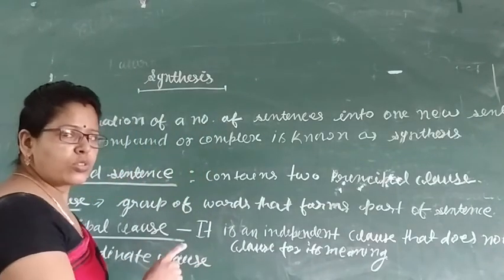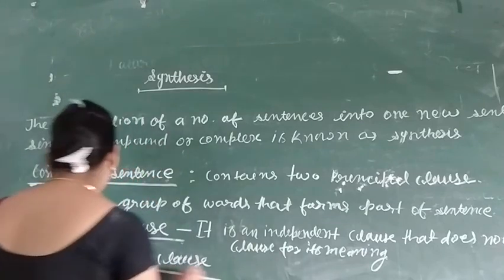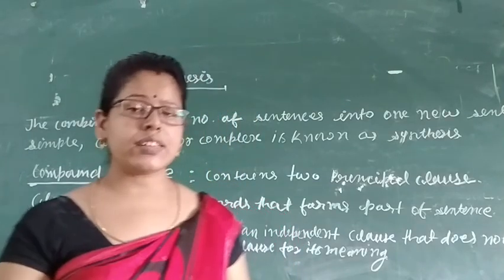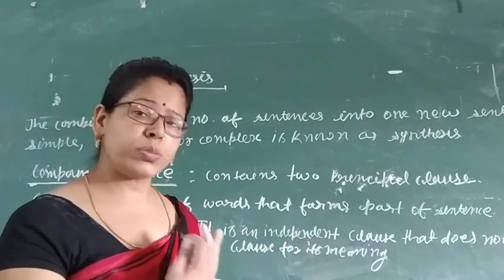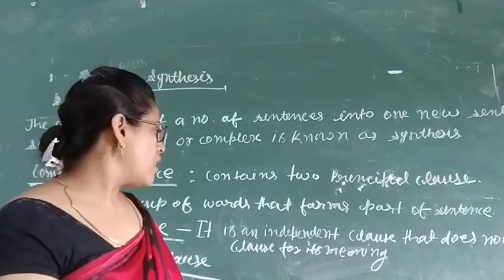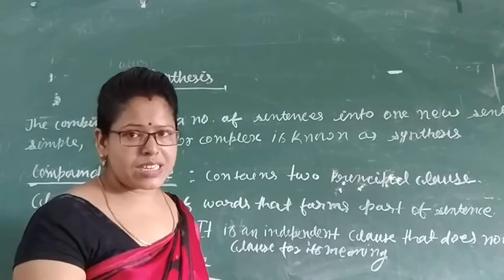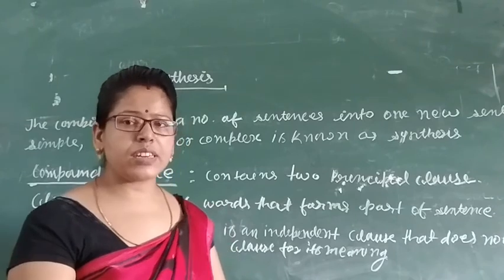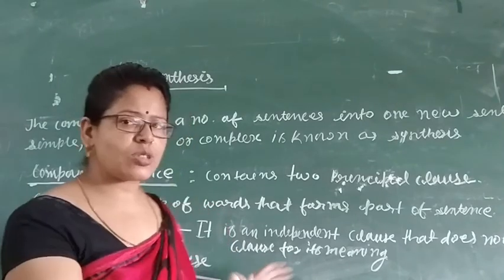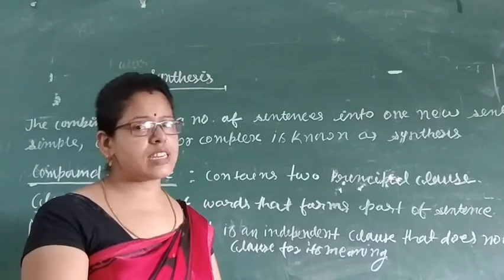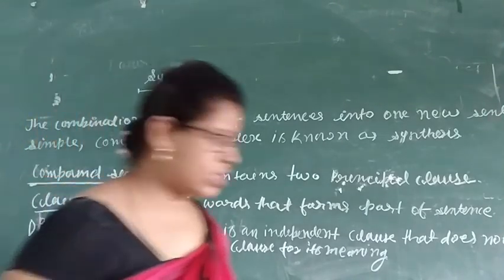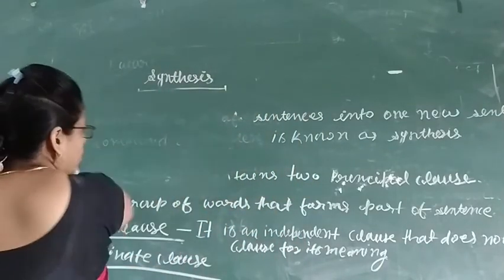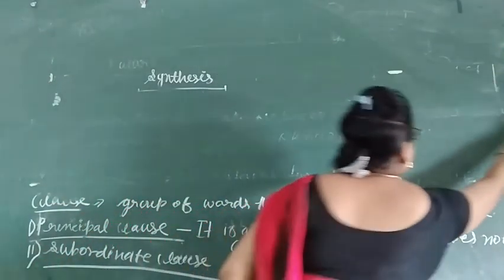I will give you an example also. Let me define the other one. The subordinate clause is also known as the dependent clause. Because to give its meaning, it depends on another clause. That is why it is known as a subordinate clause or dependent clause. You can better understand it when I give you a sentence example in which I show you both the clauses. Okay? Let me write down the example.